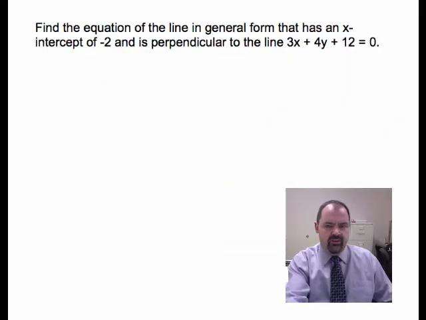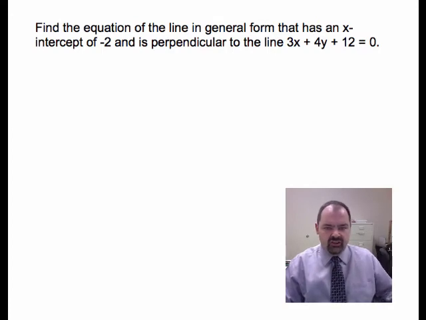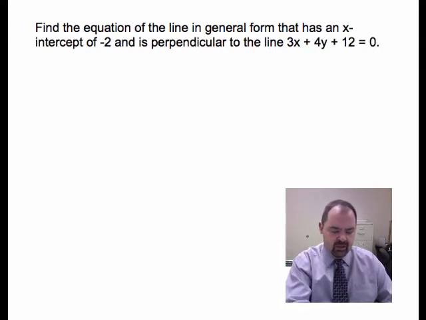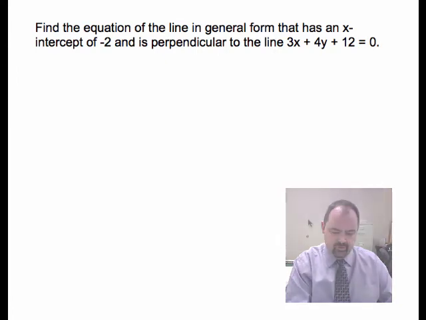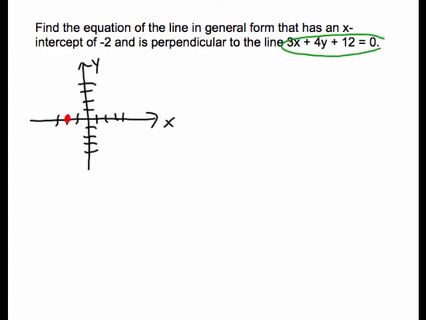Alright, let's put all of this together by looking at this final example. We want to find the equation of a line in general form that has an x-intercept of negative 2 and is perpendicular to this given line. So there's a lot of stuff going on here. I'm going to do a little bit of a picture in terms of what we know. We are looking for a line that has an x-intercept of negative 2. So that line passes through this point. And the line is also perpendicular to this line.